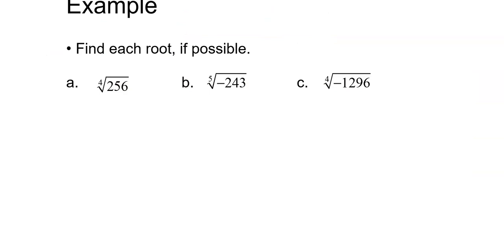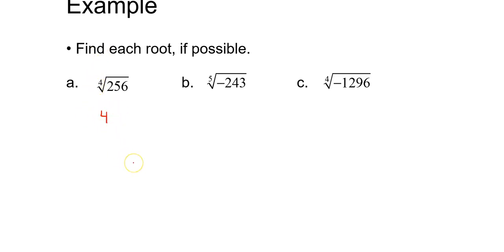All right, so this one says find each root if possible. Now, a fourth root means what number can I multiply by itself 4 times to get 256? Well, taking the fourth root is the same thing as taking the square root twice. So I happen to know that the square root of 256 is 16, and the square root of 16 is 4. So I'm going to go with 4.